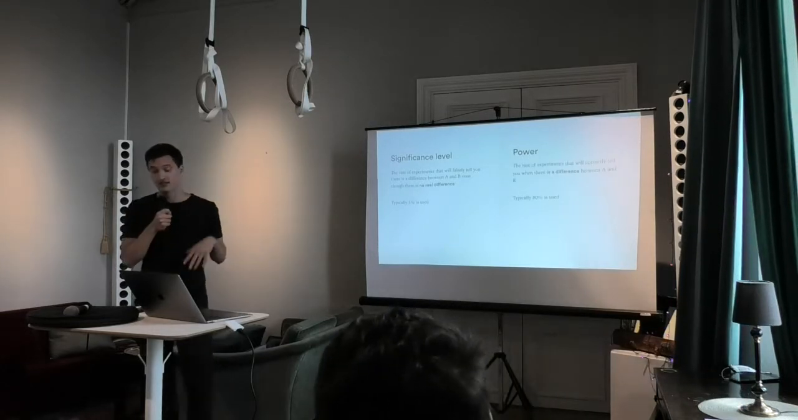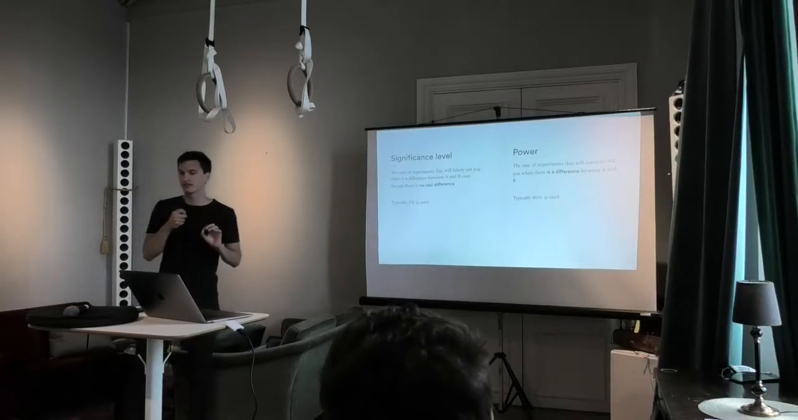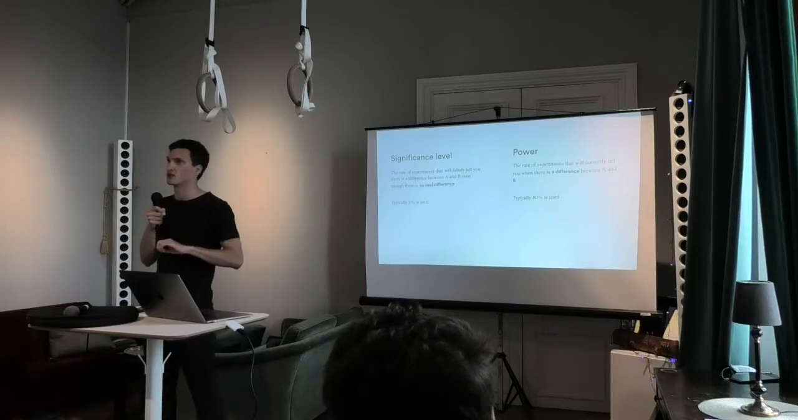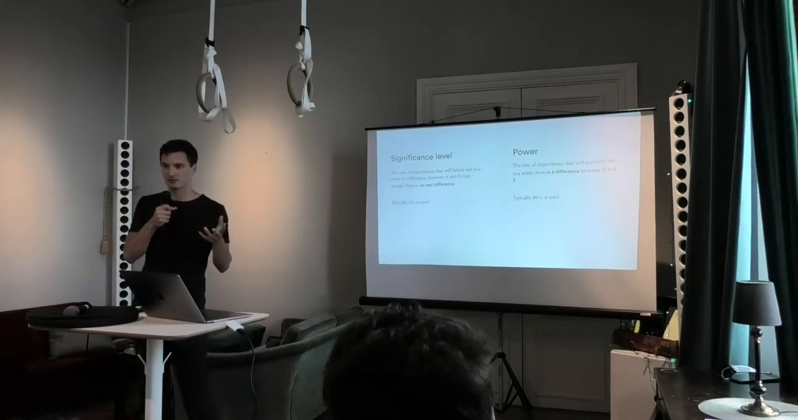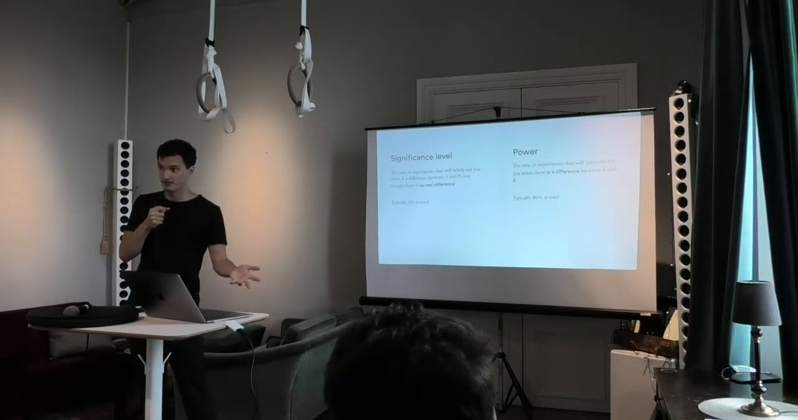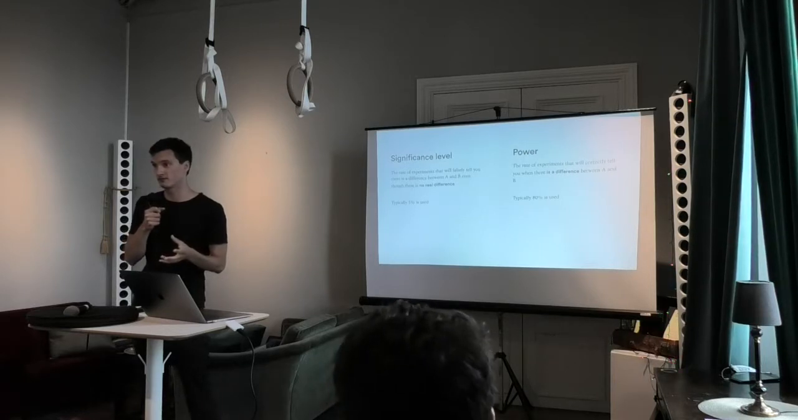Then we have the statistical power. That's the rate of experiments that will correctly tell you when there is a difference between feature A and feature B. So in our example, where we had a difference between feature A and feature B, it means that if we would use a power level of 80%, we would detect that difference in 80% of the experiments we run.